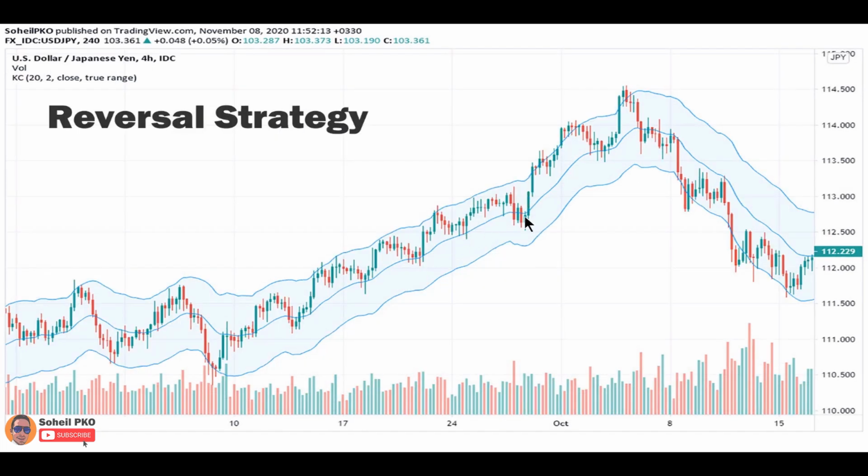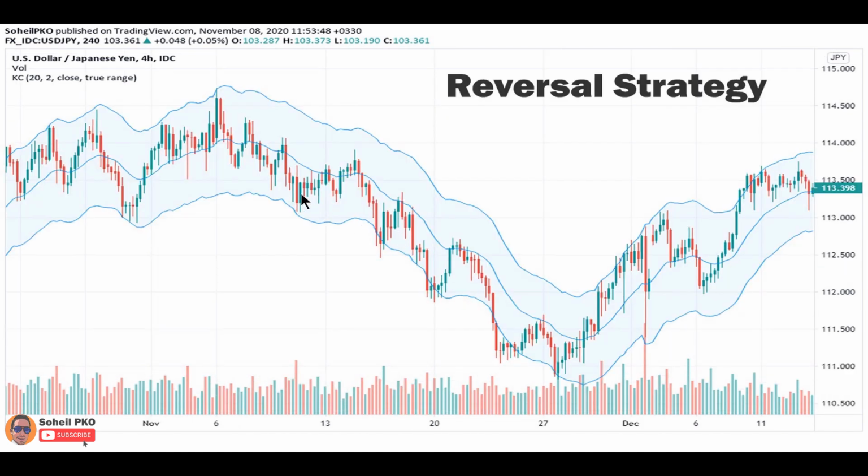Reversal strategy. If the price repeatedly touches the upper band but not the lower, when finally the price reaches the lower band, it can be a signal that the uptrend is losing momentum and there is a possibility of reversal. As you can see here in this uptrend, the price keeps touching the upper band and not the lower band, and finally here it touches the lower band. And after that, as you can see, the price changed its direction and turned to a downtrend.